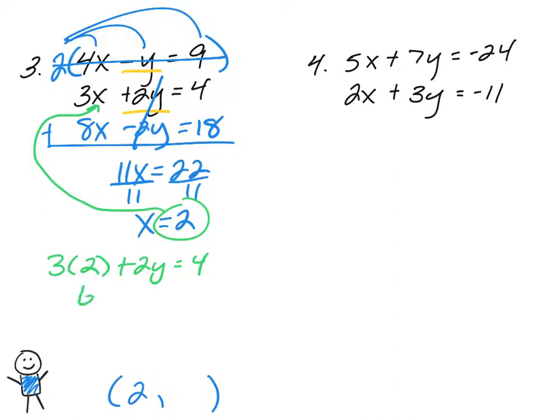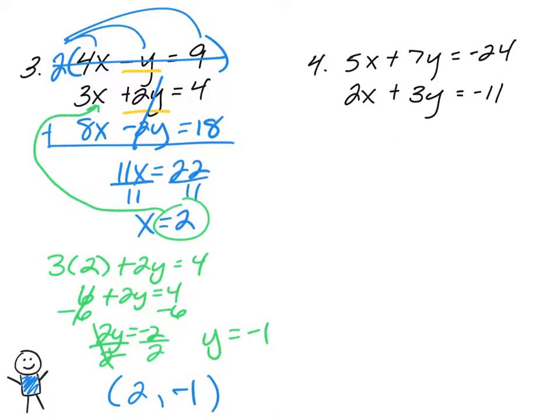3 times 2 is 6 plus 2y equals 4. We'll subtract that 6 to both sides. 2y equals negative 2, and divide both sides by 2 to give me a y value of -1. Now we have solved that system of equations by elimination. On to the next example.